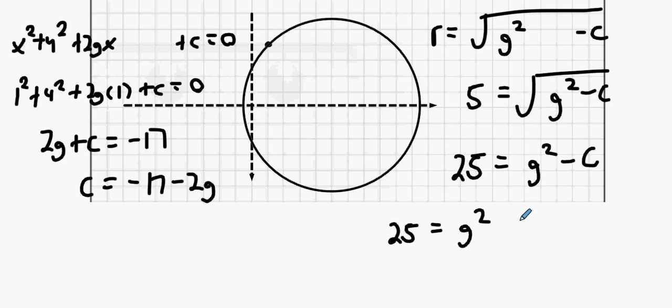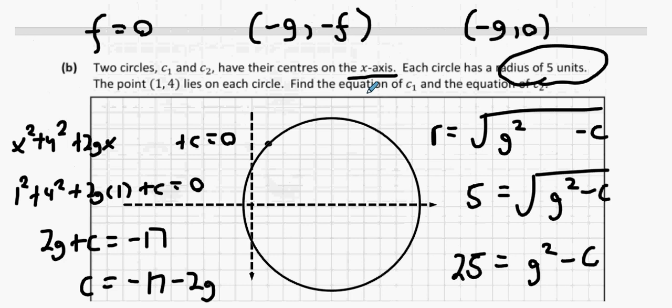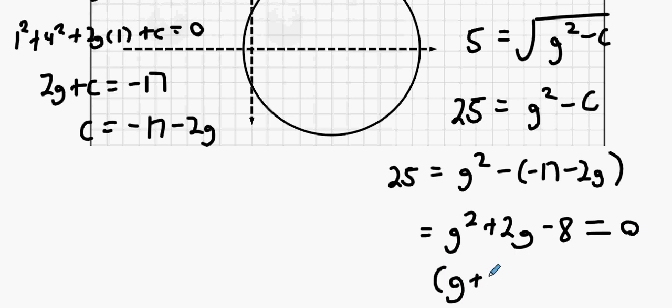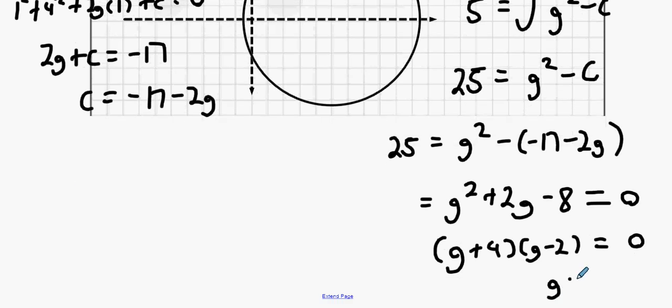How many answers am I expecting, one or two? Does the question say that you're expecting two answers? The question says you're expecting two circles. Two circles equals two g values and two c values, okay? This backs up what we're looking for. g squared plus 2g plus 17 minus 25. Yeah, we're in business now. (g plus 4) and (g minus 2) equals 0. What do we get then? g equals 2 and g equals minus 4. Is that okay with you guys?